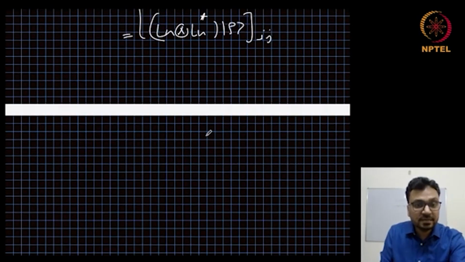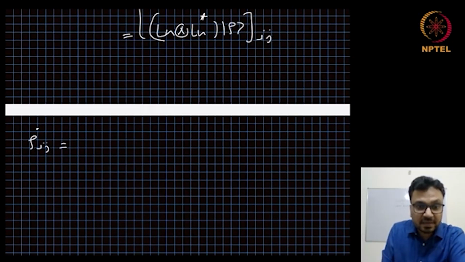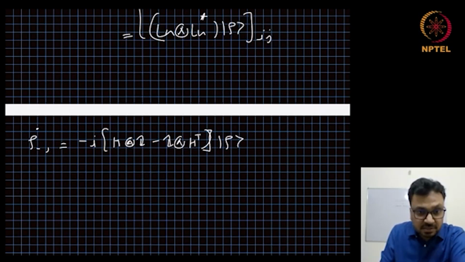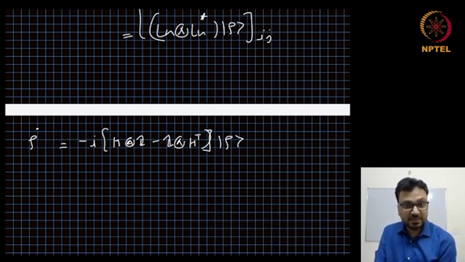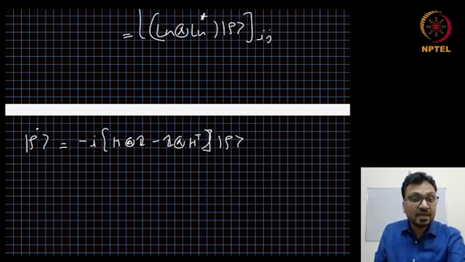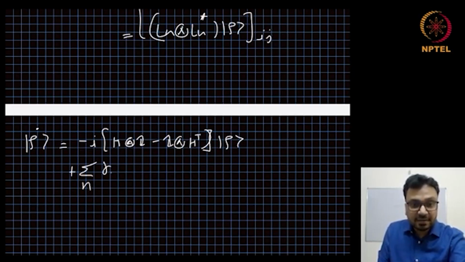So with this we can rewrite the whole master equation as rho_ij dot equals minus i (H tensor identity minus identity tensor H transpose) acting on rho, and the ijth element of that. So I'm just removing the ij element because everything is the ijth element. So it will be the vector rho dot equals minus i (H tensor identity minus identity tensor H transpose) acting on rho plus the dissipative term, sum over n gamma_n.